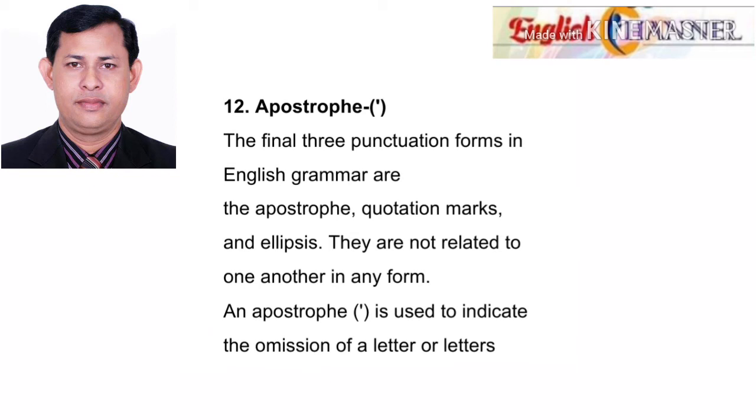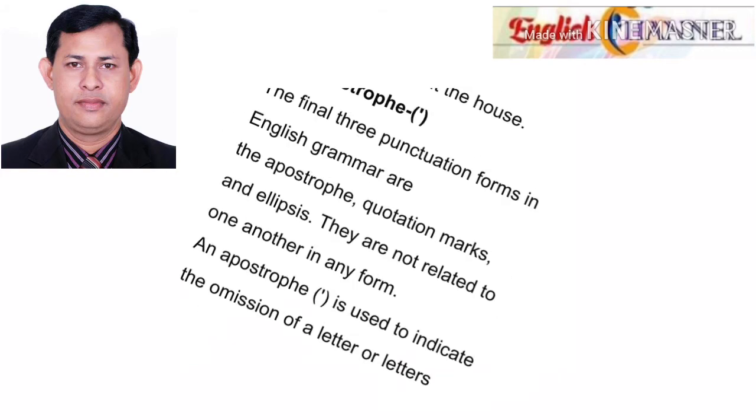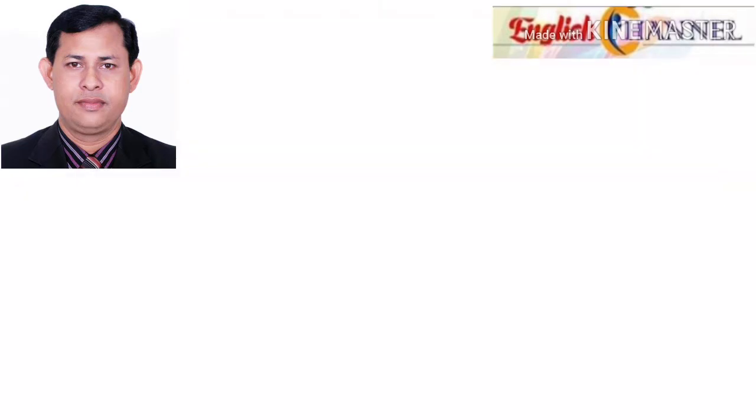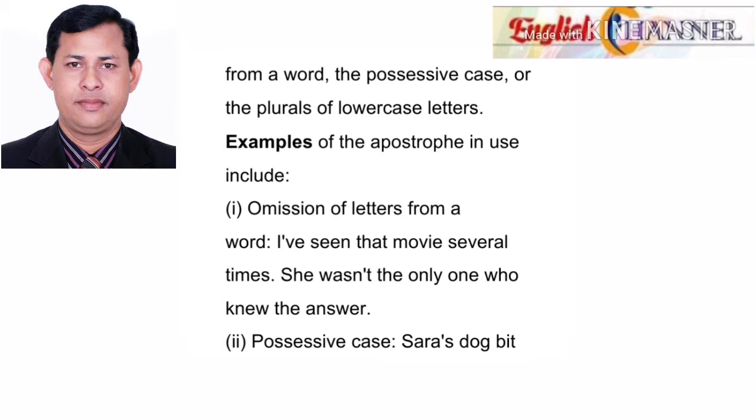Serial number 12. Apostrophe. The final three punctuation forms in English grammar are the apostrophe, quotation marks, and ellipses. They are not related to one another in any form. An apostrophe is used to indicate the omission of a letter or letters from a word, the possessive case, or the plurals of lowercase letters.